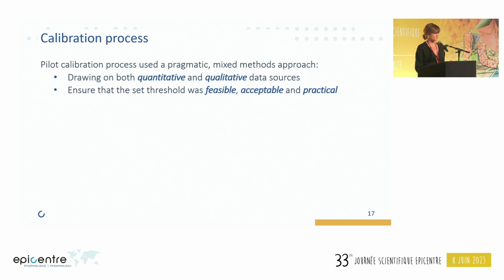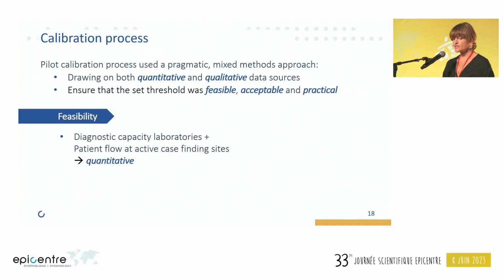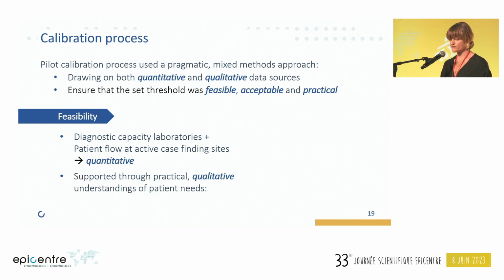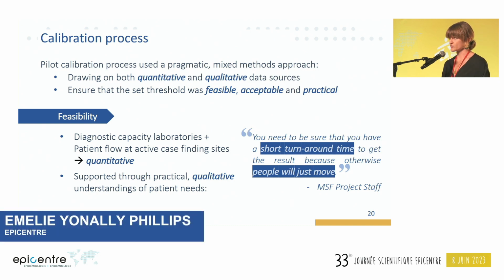So the piloted calibration process really used a pragmatic mixed methods approach, drawing on both quantitative and qualitative data sources to ensure that the initial threshold set and subsequent adjustments were feasible, acceptable, and practical. Feasibility really had to take into account the GeneXpert capacity and the daily patient flow through the sites. And while this was a very quantitative calculation, it was supported by qualitative findings about the patient needs of this highly mobile population. As one staff member explained, the Xpert capacity is the most important thing because you need to be sure that you have a short turnaround time to get the results back to the patients before they move.